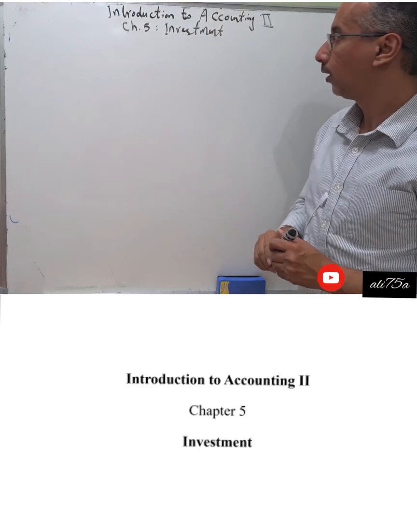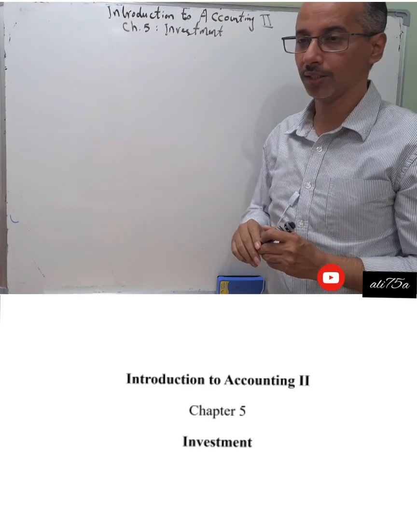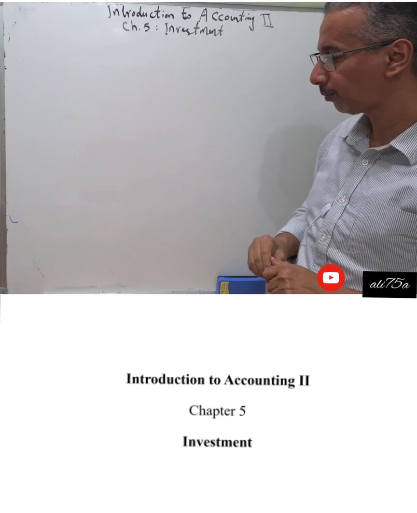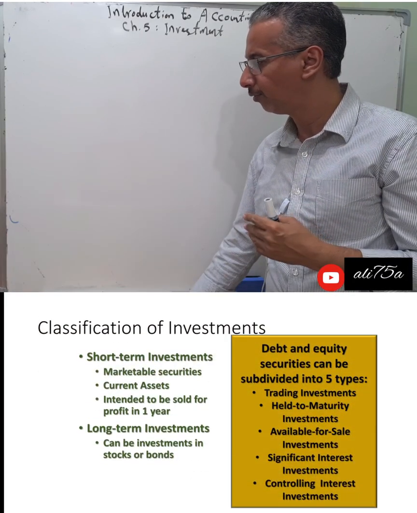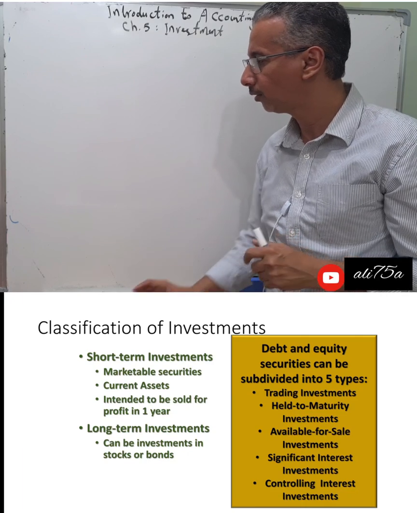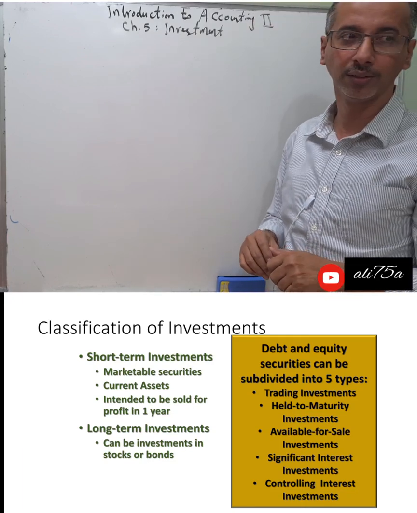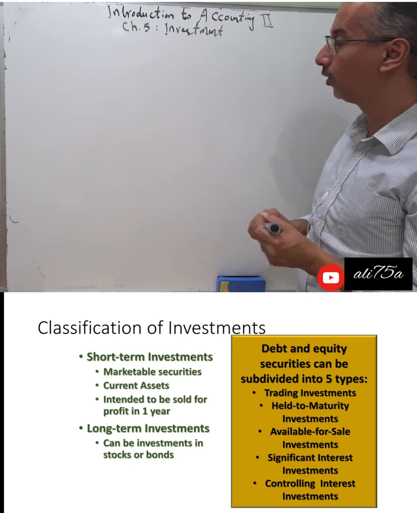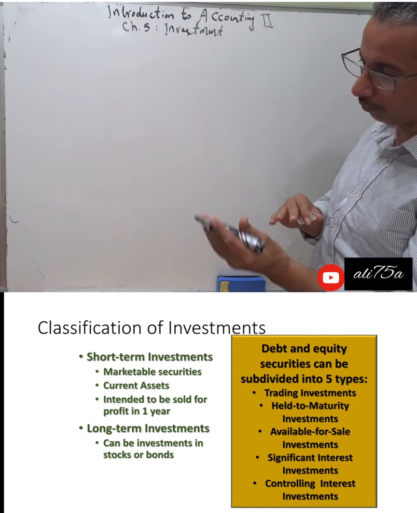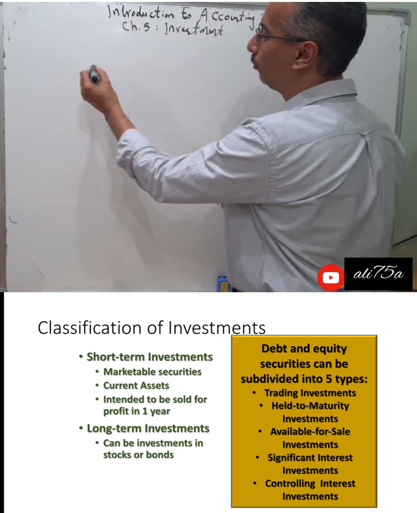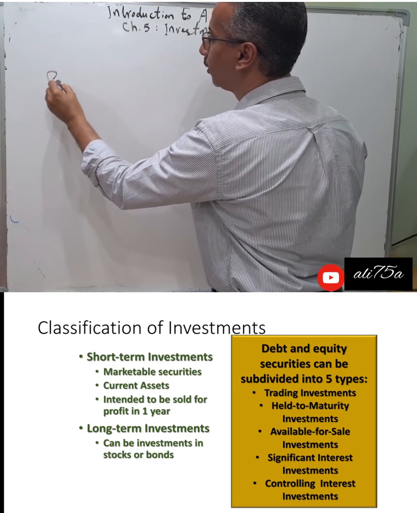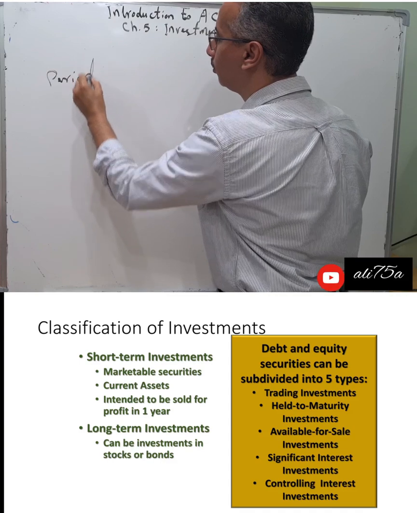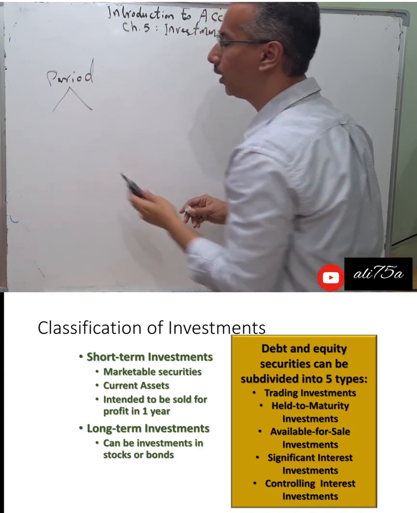Today we'll take chapter 5. We'll discuss the investment topic. Investment, first we'll take a brief look at the types of investment. Actually, it is divided into two types. If we look at the investment from the period perspective, we could classify it into two types.